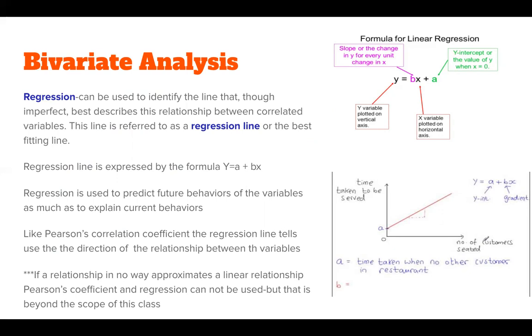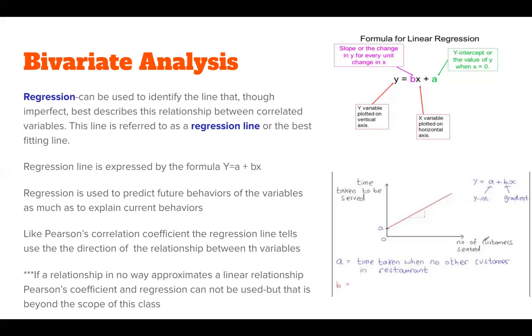Now, just a caveat, way beyond the scope of this class, but important for you to know: if a relationship in no way approximates a linear relationship, like maybe it's curvilinear, like a U-shaped curve, you can't even do the Pearson's coefficient, and you can't even generate a regression line. Because both of those types of analyses are based upon the idea that the relationship between these two variables is at least approximating a linear relationship. So your book just notes that there are other types of analyses that you do for variables that have relationships that are nowhere close to linear.